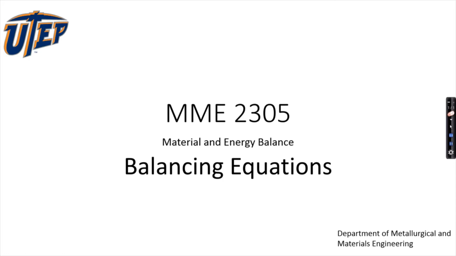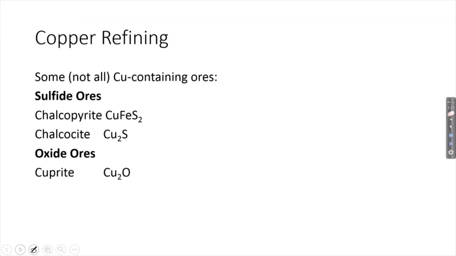If we take a look at copper refining, we know that copper, like all metals, is found in the crust of the earth. It is generally found bound with other elements. So we have some common ores, and this is some, but definitely not all, of the copper-containing ores that are mined out of the earth. One of them is chalcopyrite, which is copper bound with iron and sulfur. The other one is chalcocite, which is copper and sulfur. We also have oxide ores, one of them being cuprite, which is copper bound with oxygen.